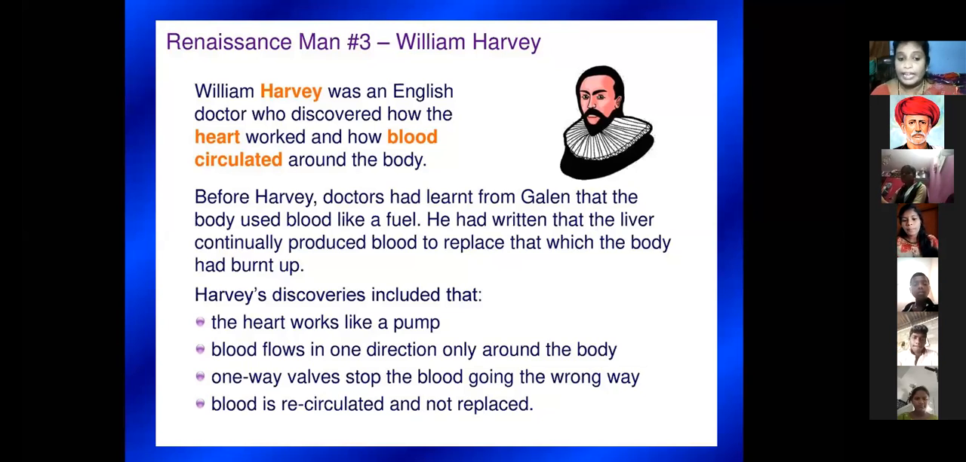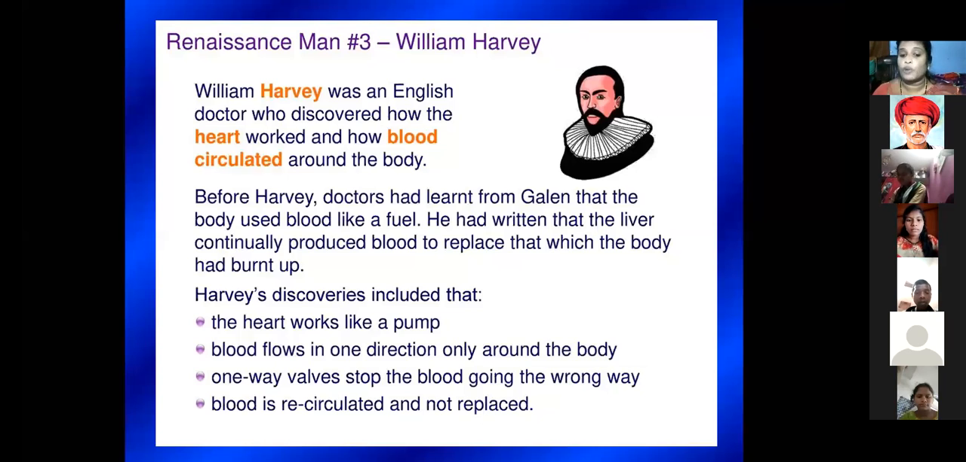Okay. Next, what are the discoveries of William Harvey? What are his main discoveries? First, the heart works like a pump. We know the heart works like a pump. What is a pump? The blood is pumped to all parts of the body. This was explained and discovered by William Harvey.